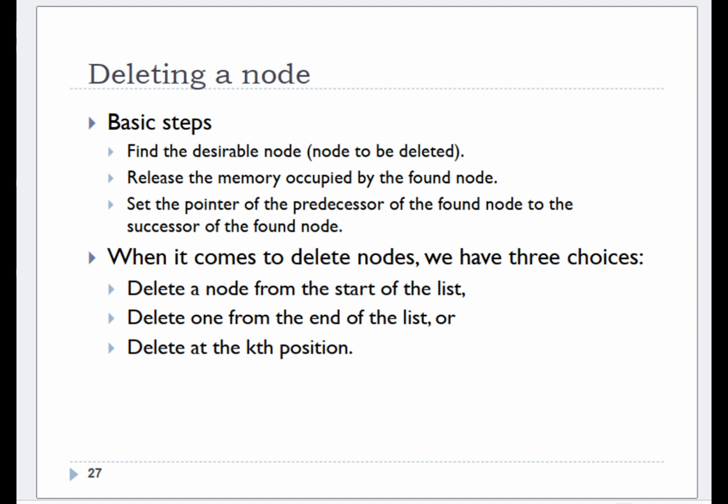Basic steps. Find the desirable node to be deleted. Release the memory occupied by the found node. Set the pointer of the predecessor of the found node to the successor of the found node. When it comes to deleting nodes, we have three choices: delete a node from the start of the list, delete one from the end of the list, or delete at a given position.